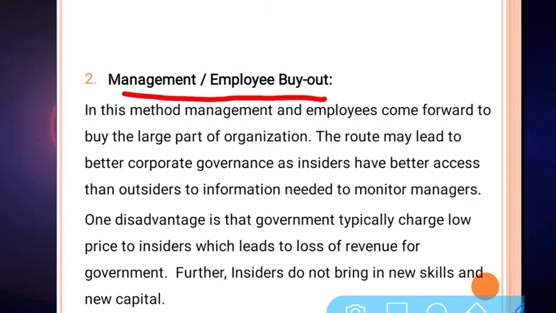The main aim of privatization is that government firms are inefficient in management, and that is why they are making losses. So the aim is to bring new managerial skill to improve performance, but sell to insider does not bring any such skill, and it will ultimately lead to loss.